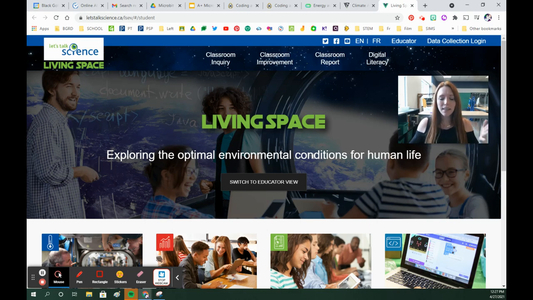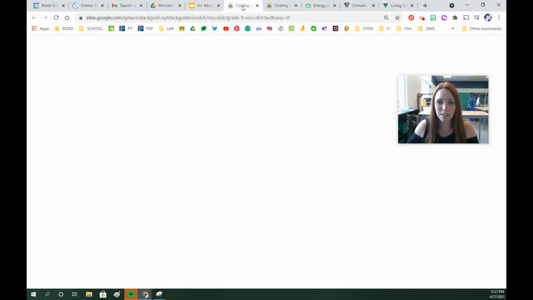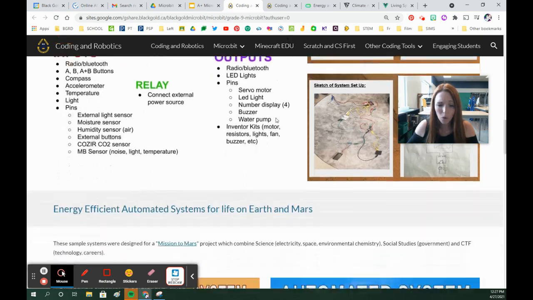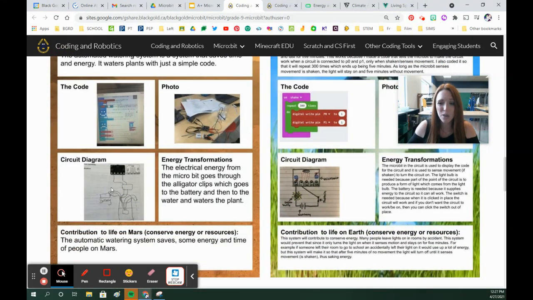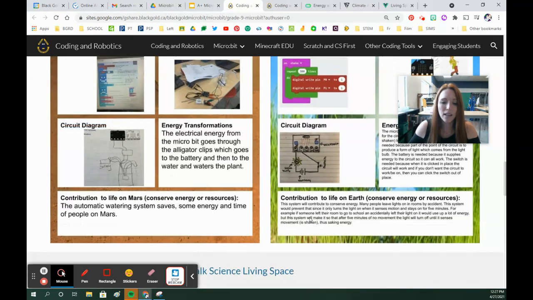Okay, so hopefully that gives you an explanation of what we're looking for in our project. At the very end, and this is the part I'm going to loop back to, you're going to create one of these awesome posters that shows me how you coded and created a system, describe it, take pictures of it, how you drew your circuit diagram, and all of those energy transformations that are happening. And finally, this part on the very bottom is the contribution to Earth and Mars.